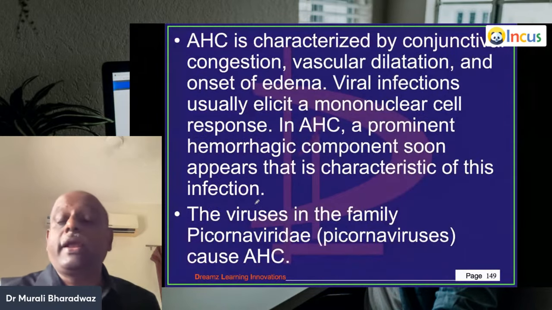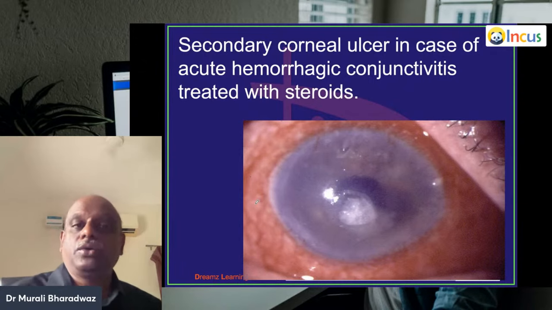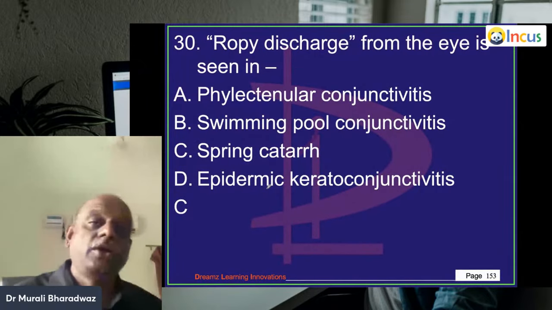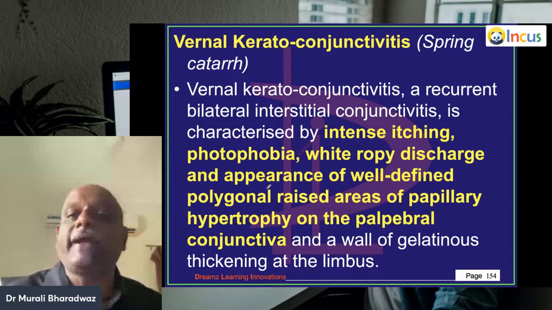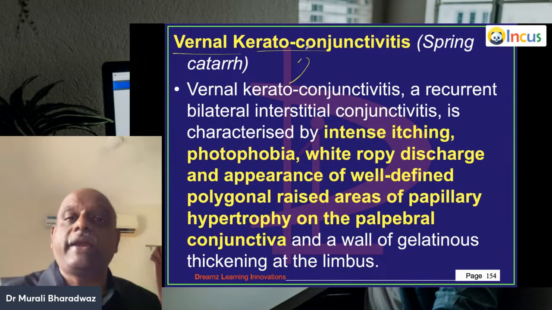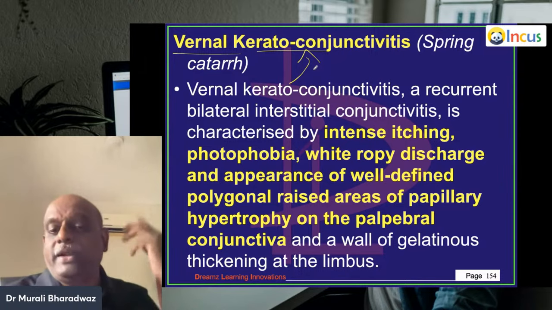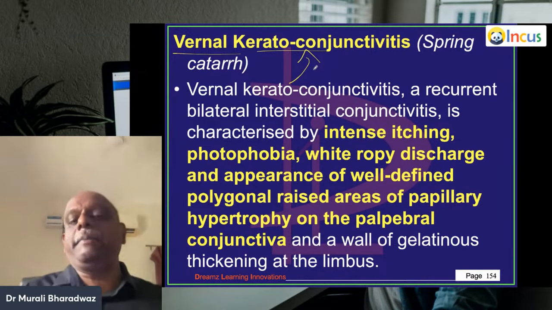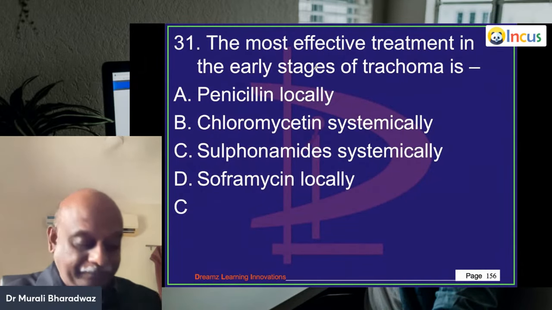Adenovirus leads to acute hemorrhagic conjunctivitis. In acute hemorrhagic conjunctivitis treated with steroids, you see a secondary corneal ulcer. Ropey discharge from the eye is a feature of spring catarrh, which is called vernal keratoconjunctivitis. There is intense itching, photophobia, white ropey discharge, with well-defined polygonal raised areas of papillary hypertrophy along the palpebral conjunctiva. That is what you need to remember.